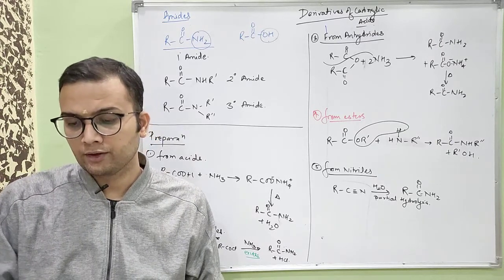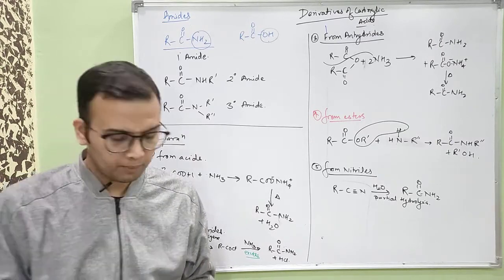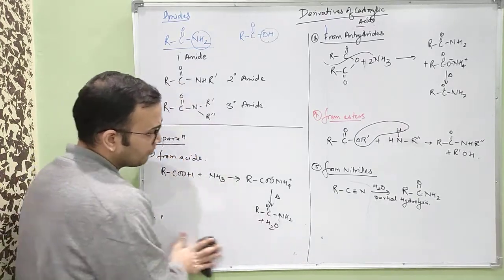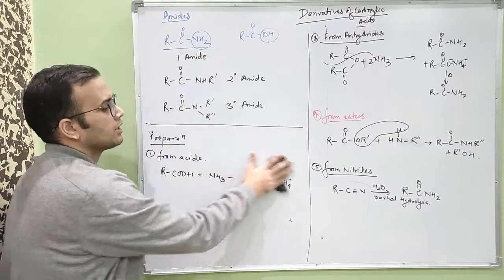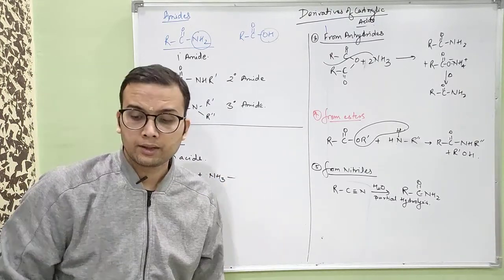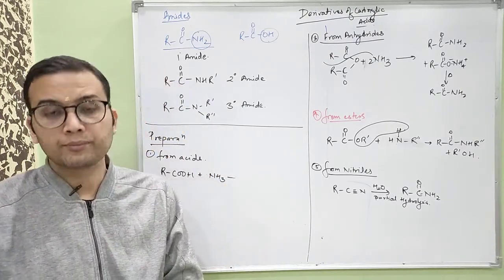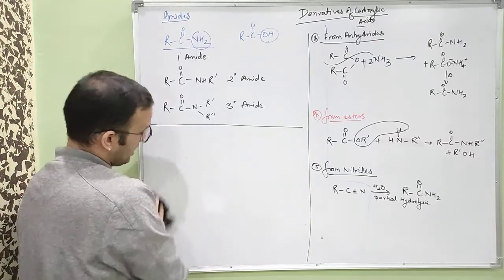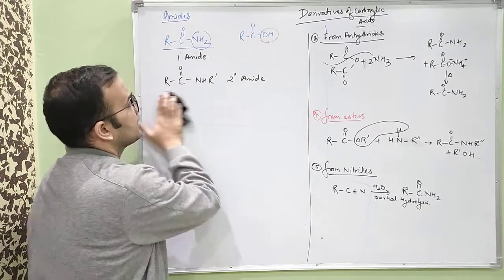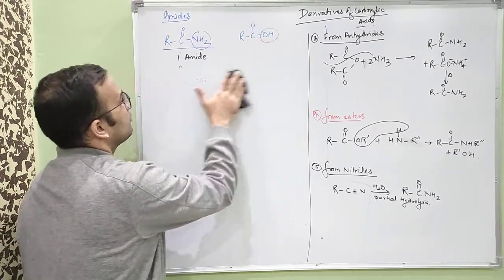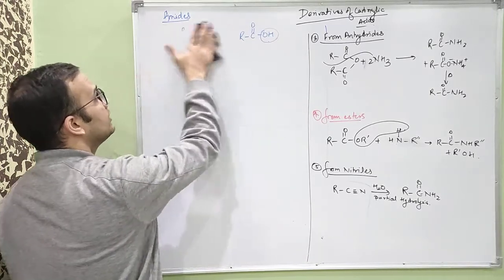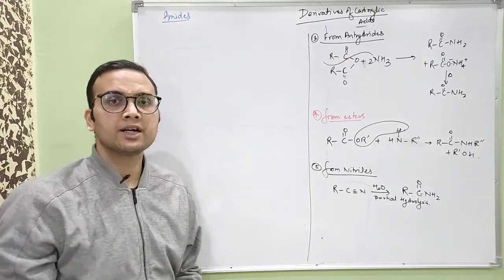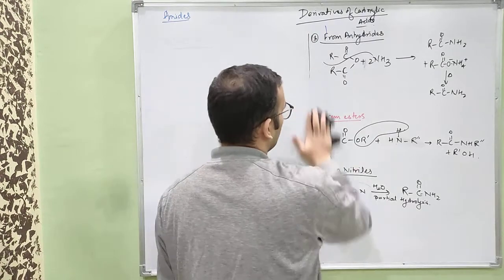Let's take a look at their physical properties. One of the most important ones is, apart from the first amide, which is formamide. What is formamide? Instead of R, just put H. Apart from formamide, all of the amides are crystalline in nature. Write that.